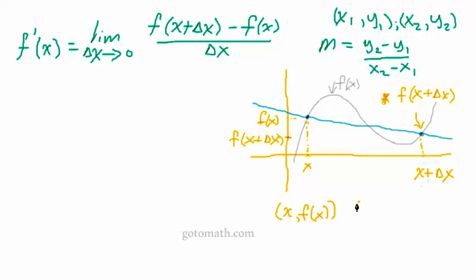So that ordered pair is going to end up being x plus delta x, comma, f of x plus delta x. So now we have 2 ordered pairs, okay? Just like up here we have 2 ordered pairs. You see this? And all we want to do is come up with this here.